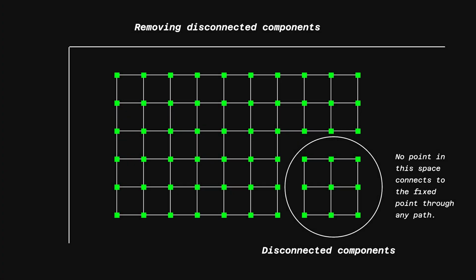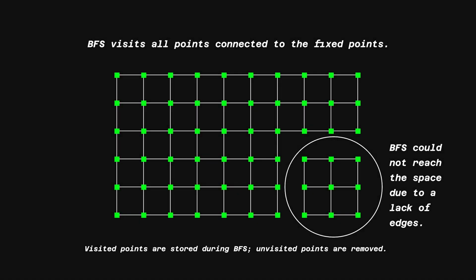We also need to make sure that any parts of the cloth that become completely detached from the fixed points are removed from the simulation. For instance, if the cloth is torn, its disconnected pieces should be discarded to keep the simulation accurate and efficient. Essentially, we need to identify any points that are no longer connected to the fixed points by any path. So how do we find these disconnected components?